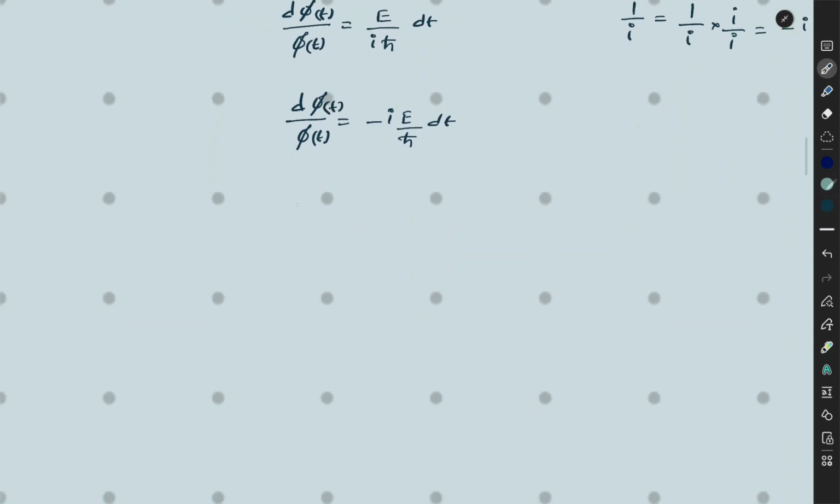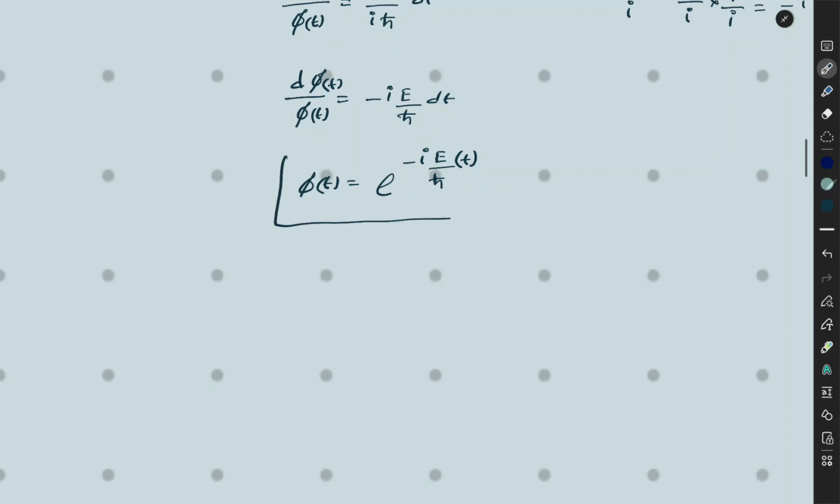So phi of t becomes, if we integrate both sides, phi of t equal to e to the power of minus iota E by h cut, and here it becomes t. So this is the temporal part. This is our time evolution factor. It's a complex exponential and a pure phase.